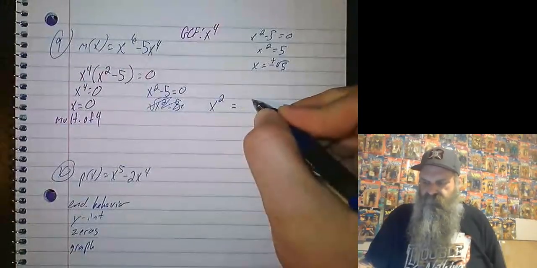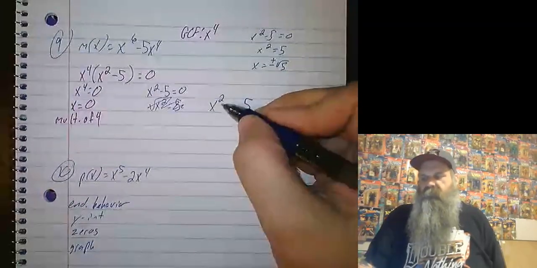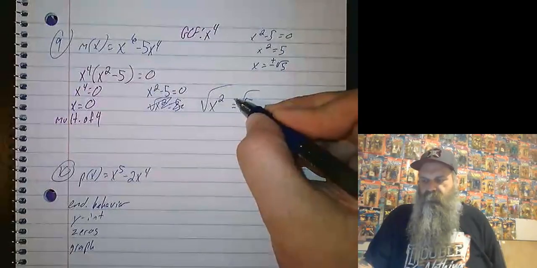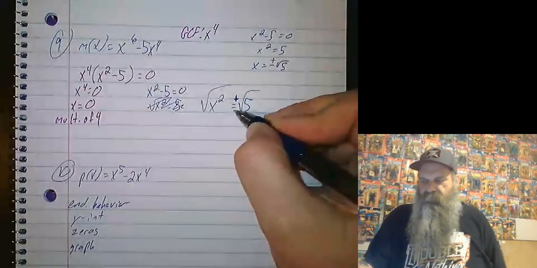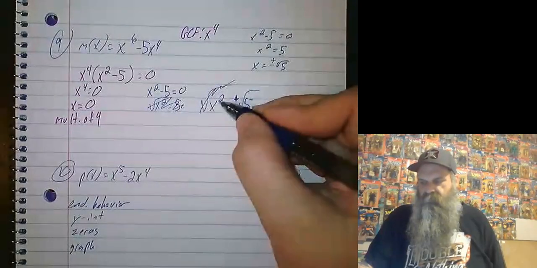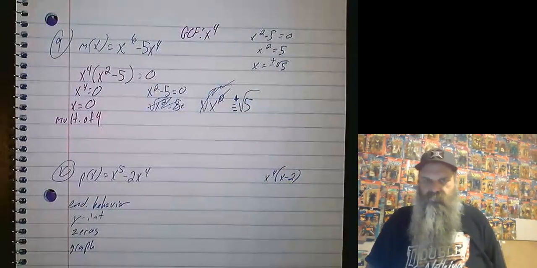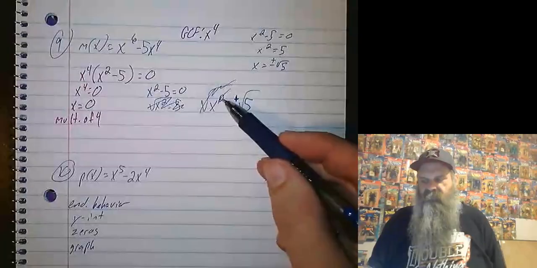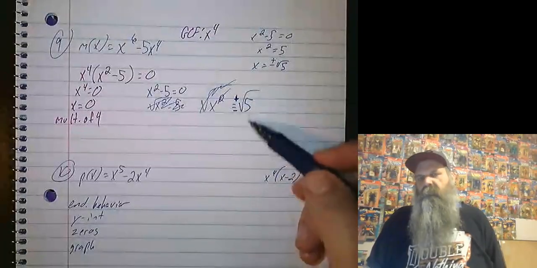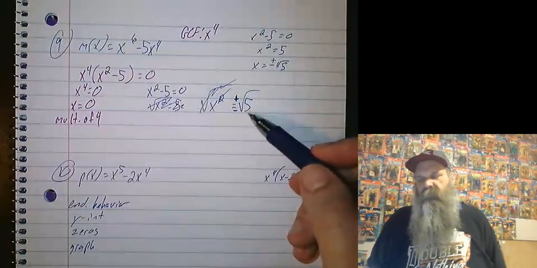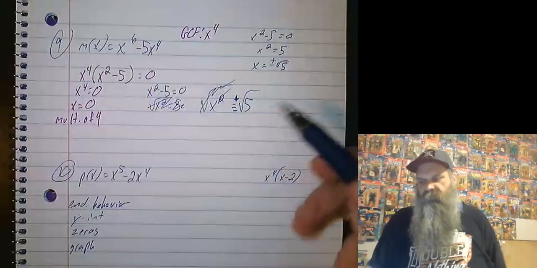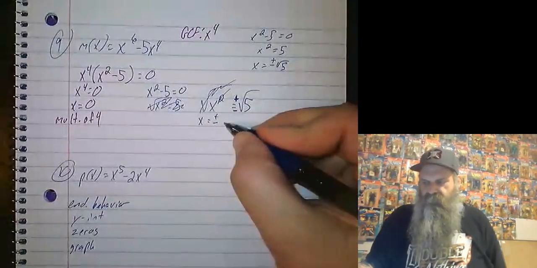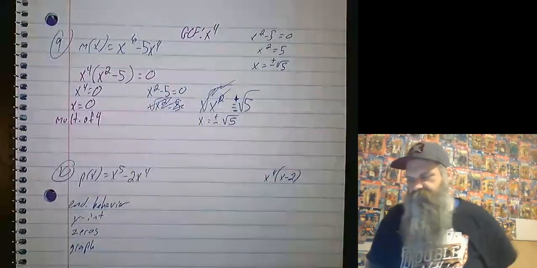X squared equals 5. To get x by itself, we take the square root of both sides. But over here, it's plus or minus the square root of 5. So taking the square root makes the exponent of 2 go away. But if we're taking the square root of 5, it's plus or minus root 5.